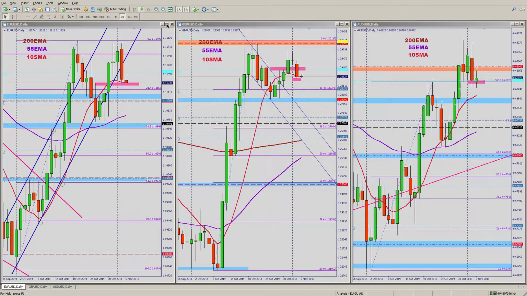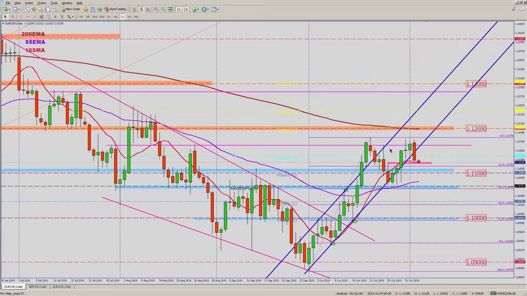Let's begin with the Euro, and yesterday the retracement has already started and dipped down lower to the 10 simple moving average and falling outside of the bullish channel.